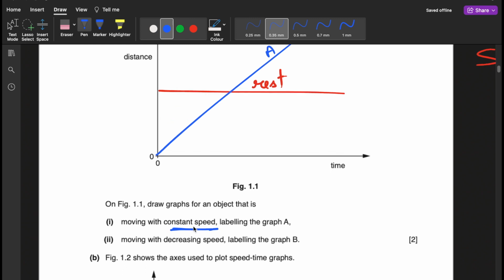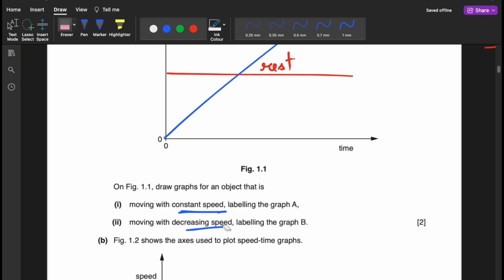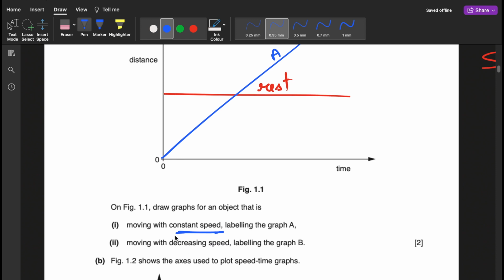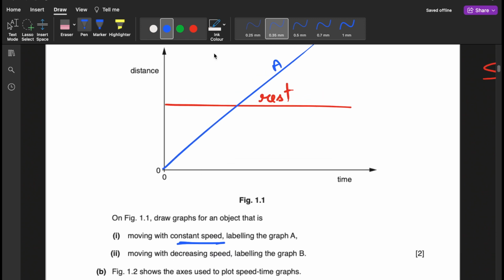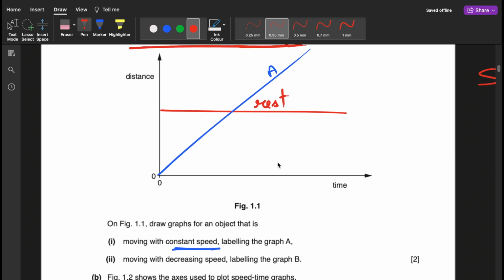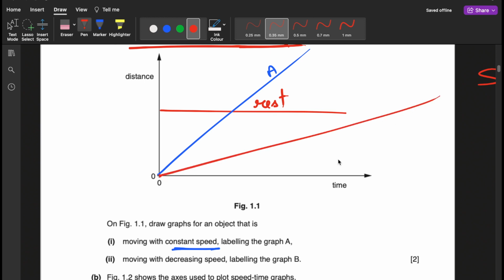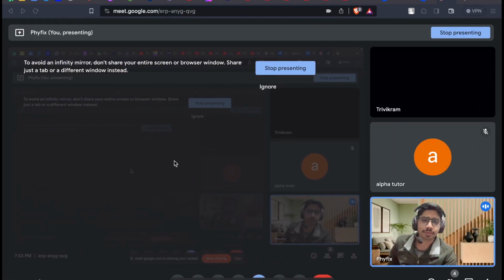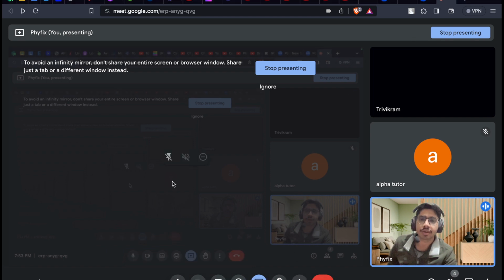Now, moving with the decreasing speed. It should be a curve below. A curve like this? No, no. Start from 0, comma 0, then an increasing curve like this. Is there a possibility that I could draw? Yes, it is possible, but in this Zoom you can't do it, by the way.